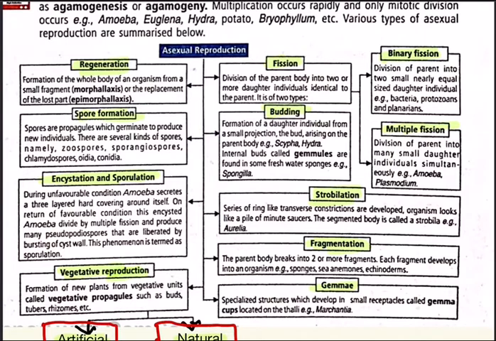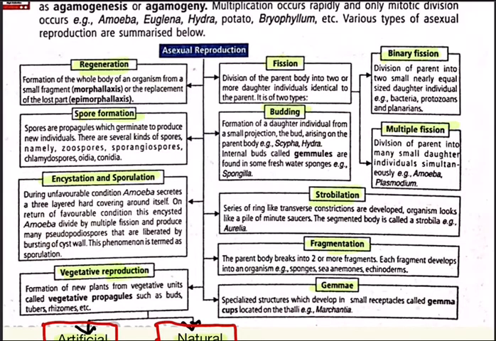And then fragmentation. It is comparable to fission. The parental body breaks into two or more fragments. Each fragment develops into an organism: sponges, sea anemones, and echinodermata, echinoderms. And then gemmae, just now I said, specialized structures which develop in small receptacles called gemma cups, located in the thallus. Example, Marchantia. It's a plant, Marchantia. And in Marchantia we can see this formation of thallus.